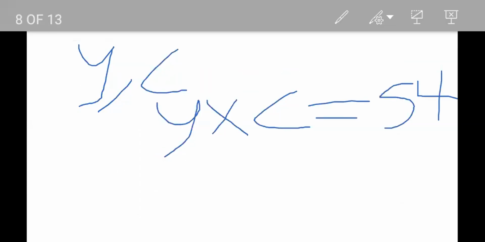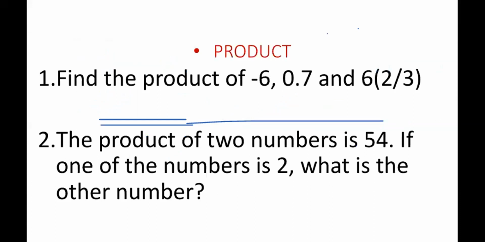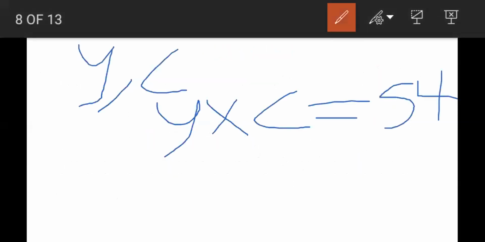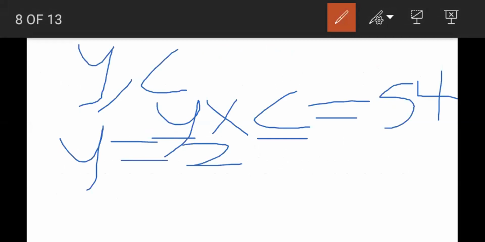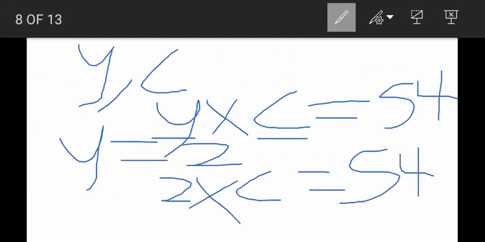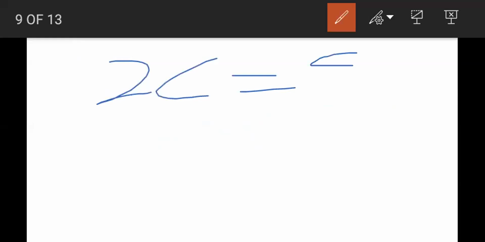You take it like that. The first statement states the product of two numbers is 54. That is Y times C equals 54. If one of the numbers is two, either this or this is two. Let's say Y is two. Putting two for Y, we have two times C equals 54. So two times C gives us 2C. 2C equals 54. Then we are asked to find the other number.